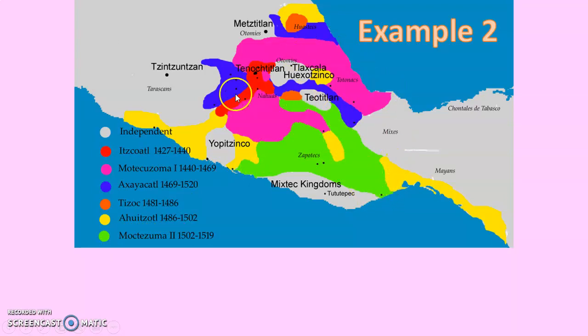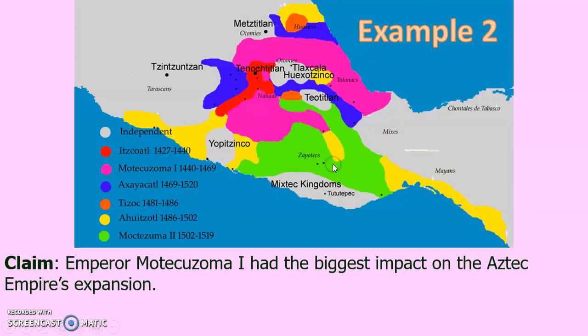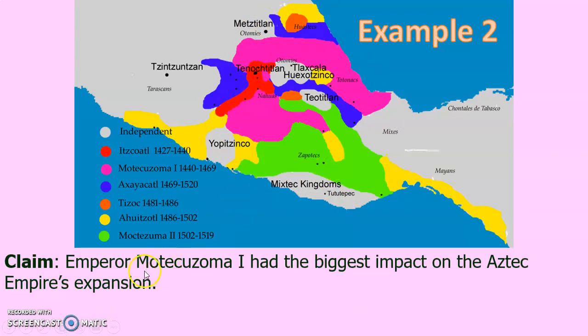So now with that information, and now that we've looked at our map, this, by the way, is another thematic map. All the maps that we are looking at today will be thematic maps. Let's make our claim. Emperor Montezuma I had the biggest impact on the Aztec Empire's expansion.